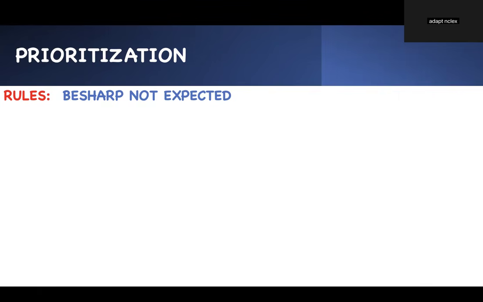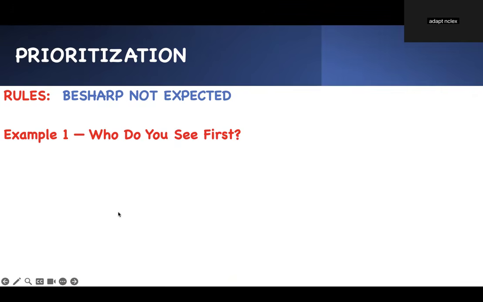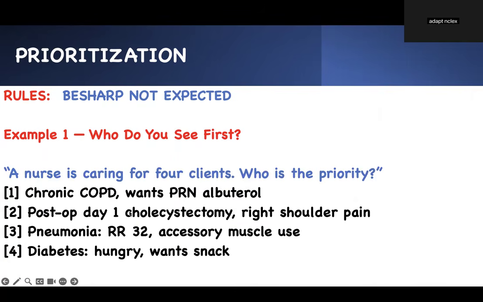Now, I want to show you 4 types of prioritization question, and they get harder as you progress. First one is what? 4-patient prioritization. And this is the easiest one. Who do you see? They give you 4, and you got to figure out who. You have to be sharp. 4-patient. Who do I need to see?